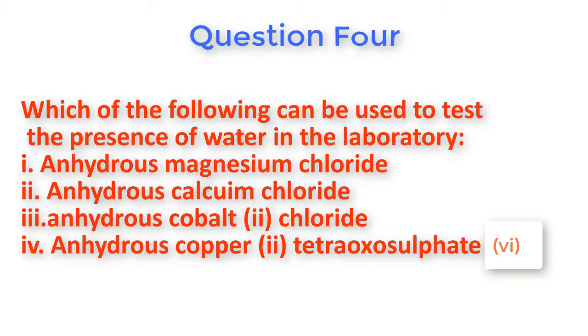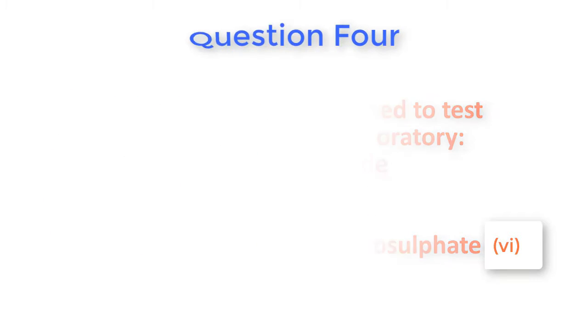Question number 4. Which of the following can be used to test for the presence of water in the laboratory? 1. Anhydrous magnesium chloride. 2. Anhydrous calcium chloride. 3. Anhydrous copper(II) chloride. And 4. Anhydrous copper(II) tetraoxosulfate(VI).